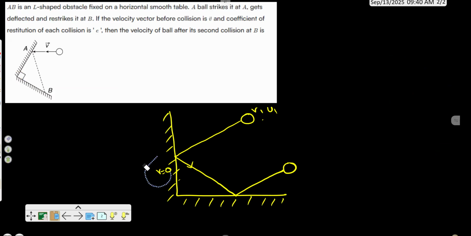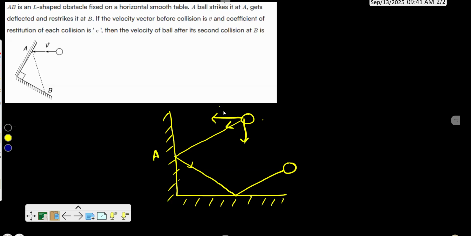So we now understood that concept. Now let us write this velocity. It is coming like this, and it can be broken into two components. One component is in the horizontal direction and one component is in the vertical direction. This is how the ball is approaching the obstacle on the A side.